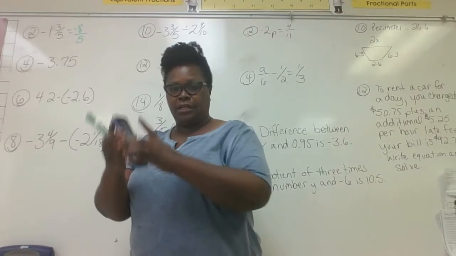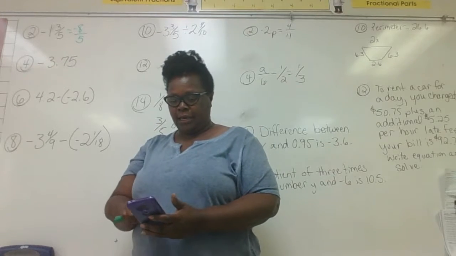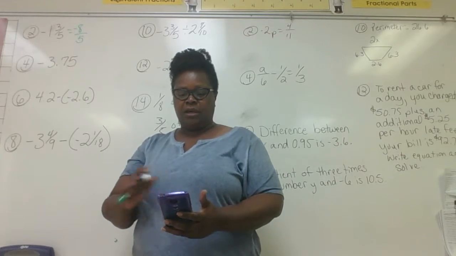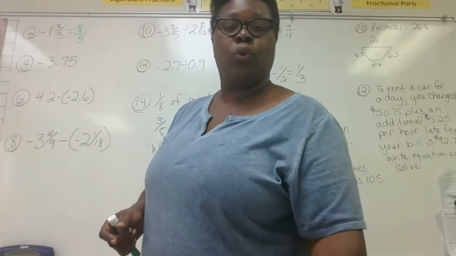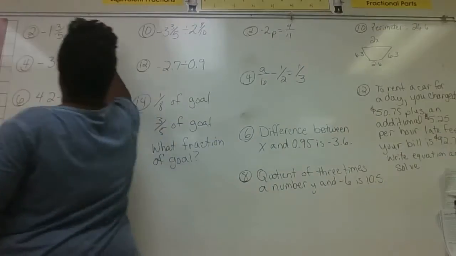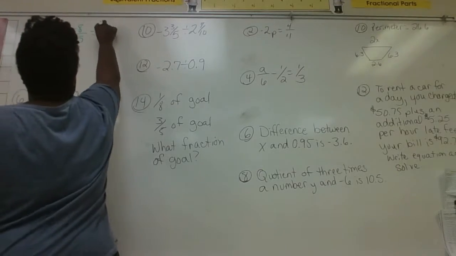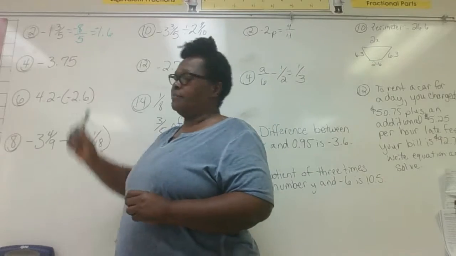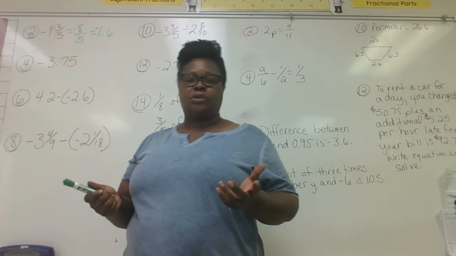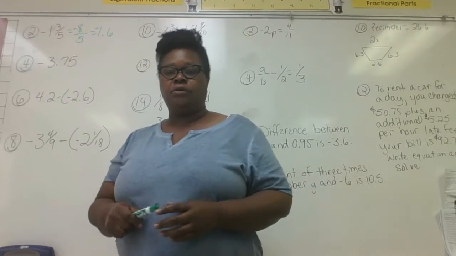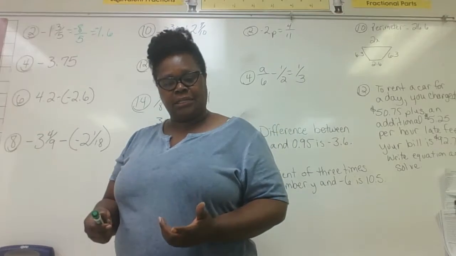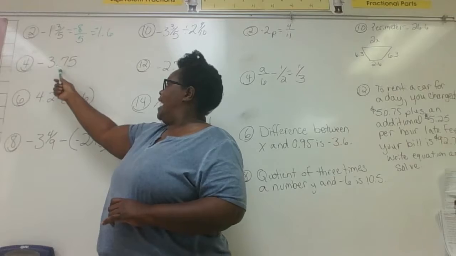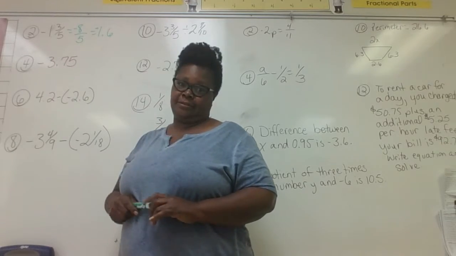You take your calculator and you take your 8 divided by 5, and you will find that you have 1.6. This is 1.6, and it's negative. All right, let's look at number 4. Number 4 is also converting your rational numbers to decimal. Here you have 3 and 75 hundredths.